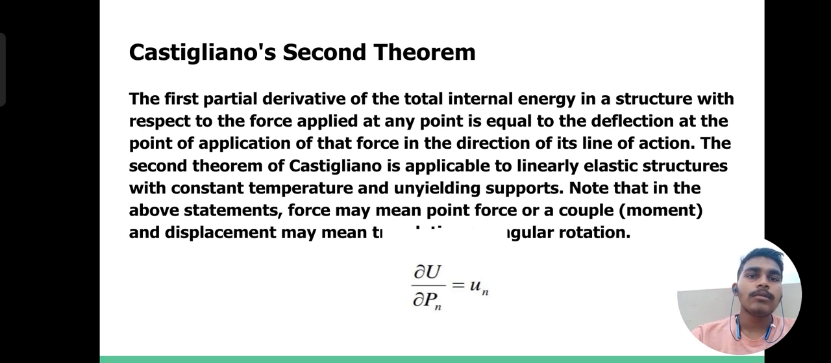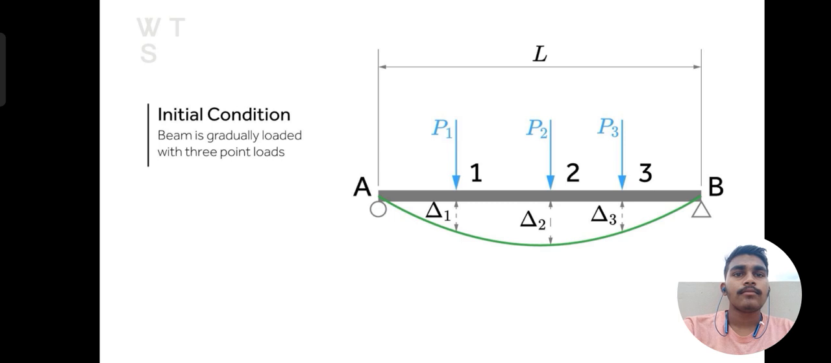So Castigliano's second theorem tells about the first partial derivative of the strain energy, also called the total energy, in the structure with respect to the force applied at any point is equal to the deflection at the point of application of that force in the direction of its line of action. So these are the conditions we should have.